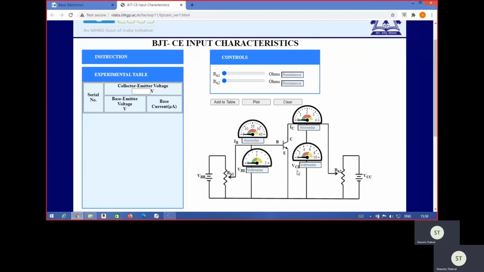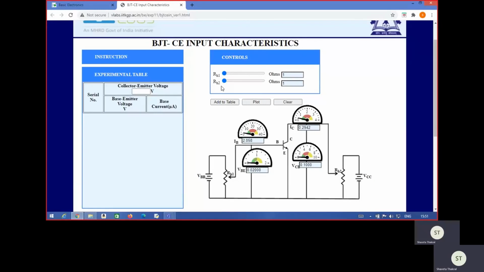So let's start the experiment. Instructions are given here, and as per the guided instructions we need to follow the steps to perform this experiment. The first step is that initially we have to keep the rheostat values at 1 ohm. This is the initialization of the experimental setup. So we put RH1, that is rheostat 1, and RH2, rheostat 2, at 1 ohm.